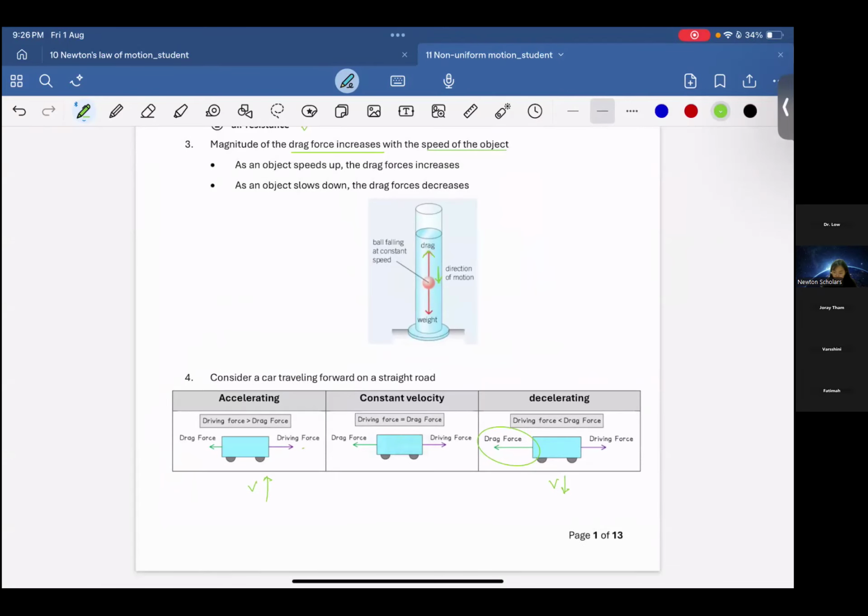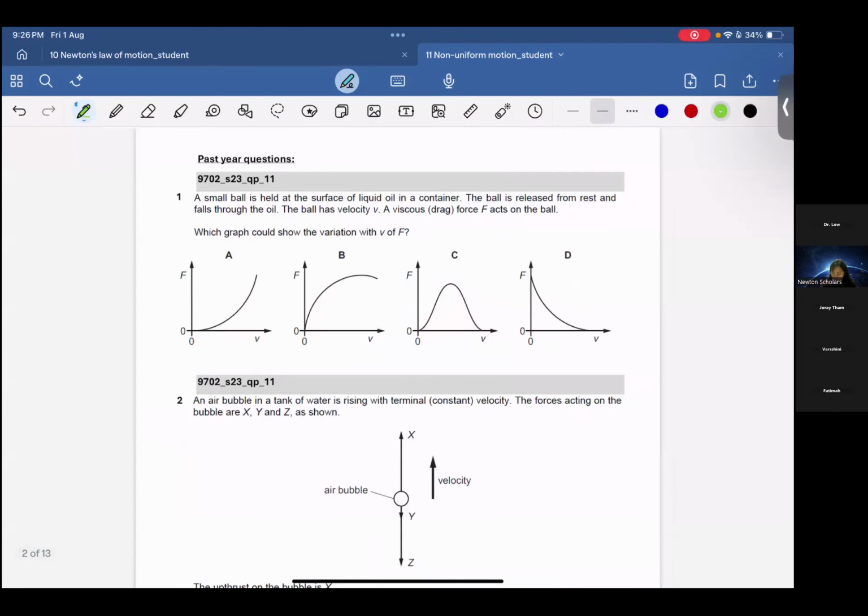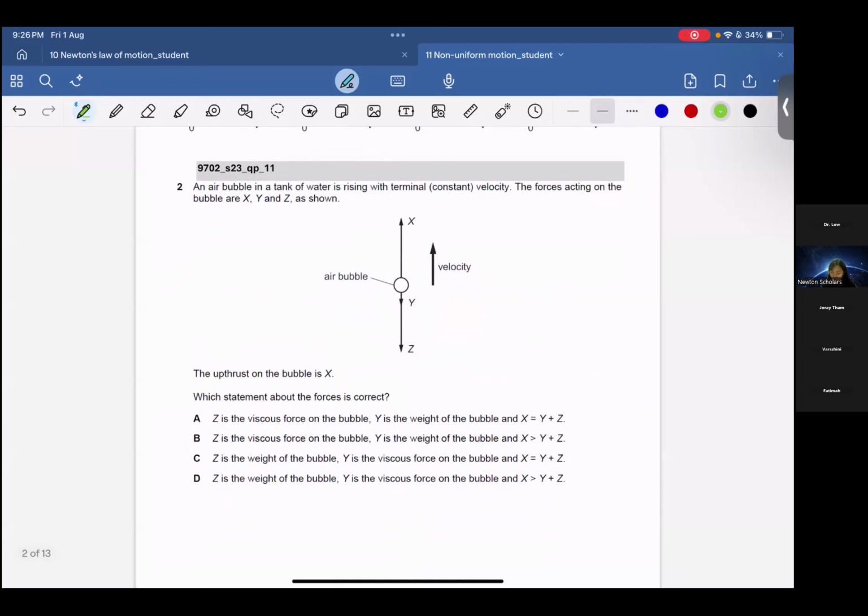Okay, then we go to your page number 2. Second question first, it's easier. An air bubble in a tank of water is rising. Keyword, highlight: rising. That means where is your direction of motion? This is your direction, going up, rising, with constant velocity.